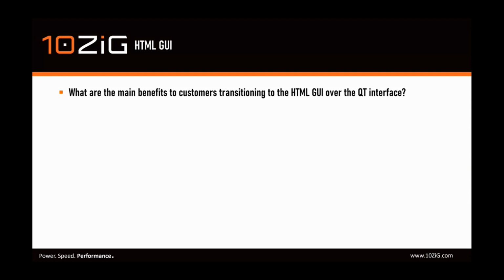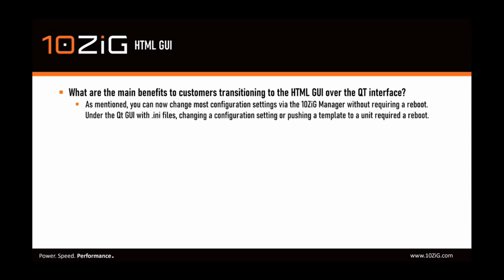So here we go. What are the main benefits to customers transitioning to the HTML GUI over the older Qt interface? As mentioned, you can change most of the configuration settings now via the manager without requiring a reboot. That's really nice, and that's huge too if you need to do an update in the middle of the day. If you've tested it, you don't necessarily have to bother having users log off and go away, because you're not going to have to reboot the unit to push the config. Again, if you've tested it and everything is happy and working, good IT practices and all that.